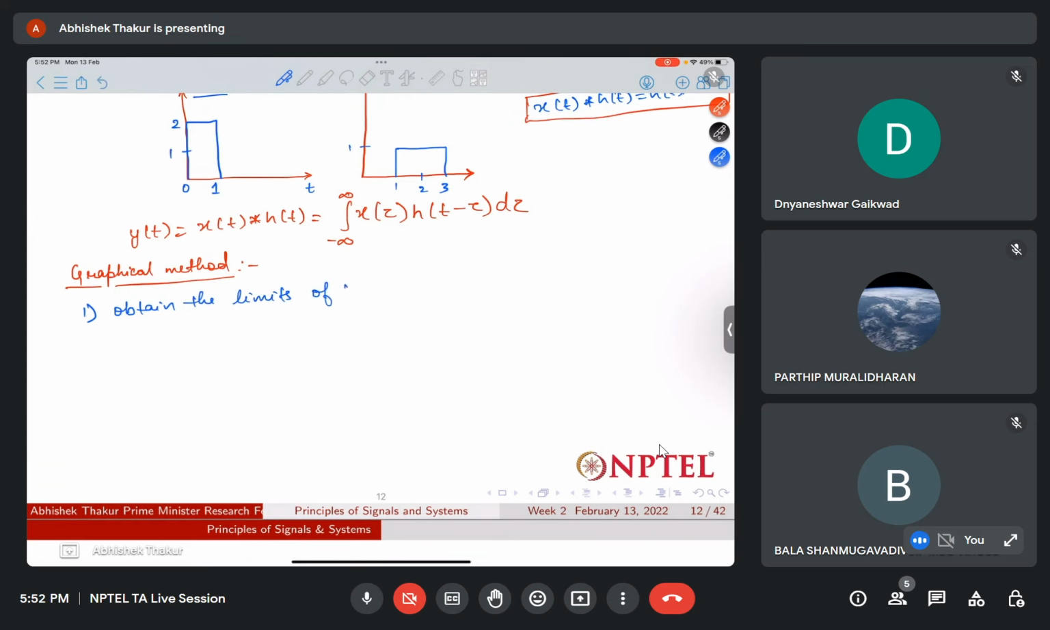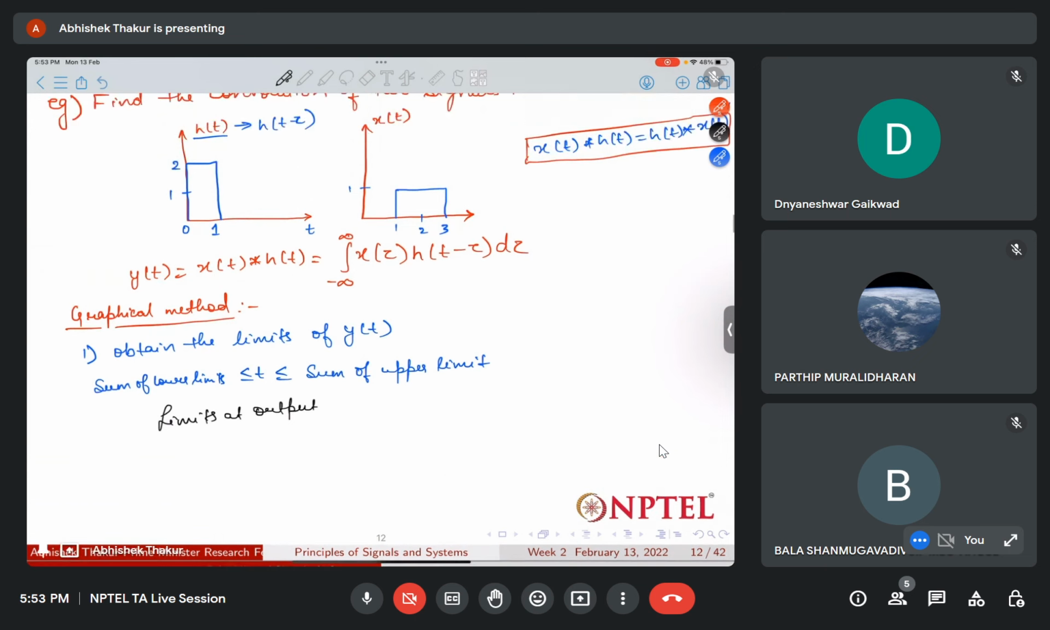Obtain the limits of output yt. The limit of yt is the sum of the lower limits up to the sum of the upper limits. So now, what will be the limit of output? The limits of output in this question: you can see the sum of lower limits.